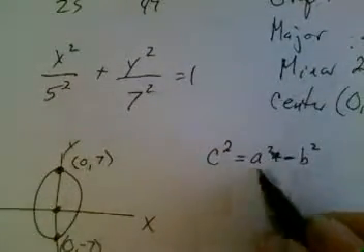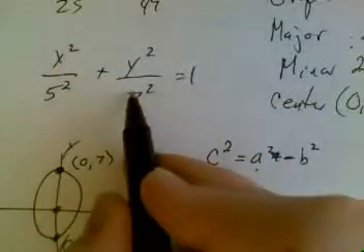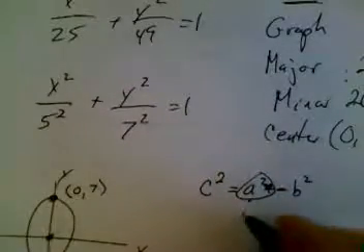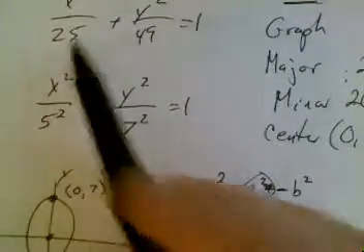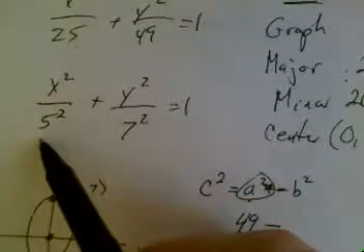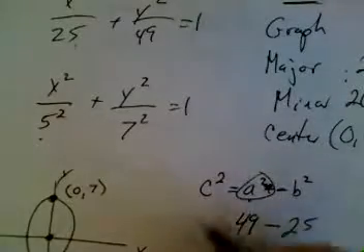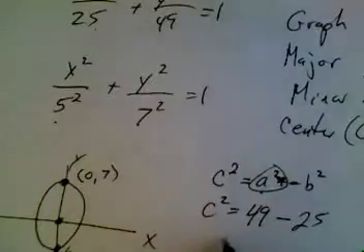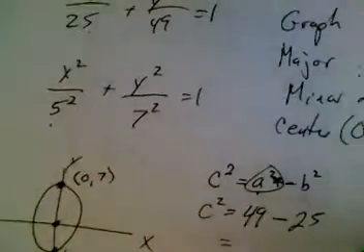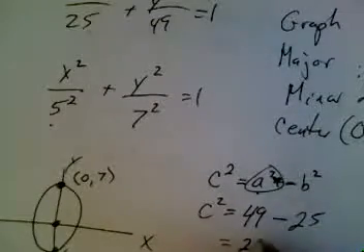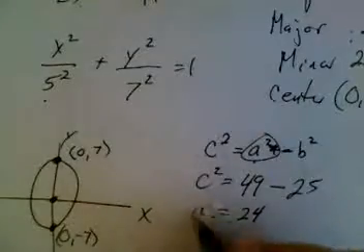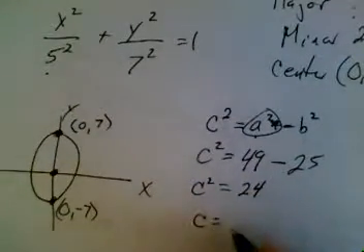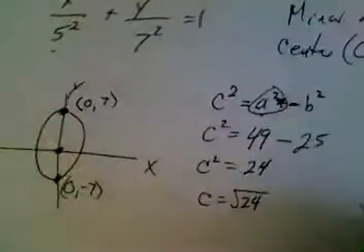So, what's my a value again? The a value is 7, so a squared is 49. Minus b squared, which is 25, because my b value is 5. So this is 49 minus 25, and that should be equal to c squared. If I do this math correctly, I get 24. Let me check it one more time. Yep, 24. So c squared is equal to 24, which means c is equal to the square root of 24.